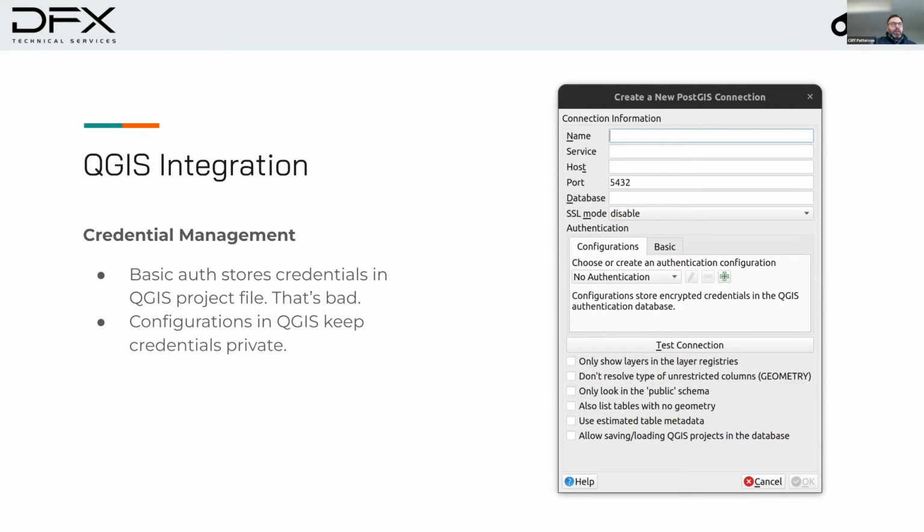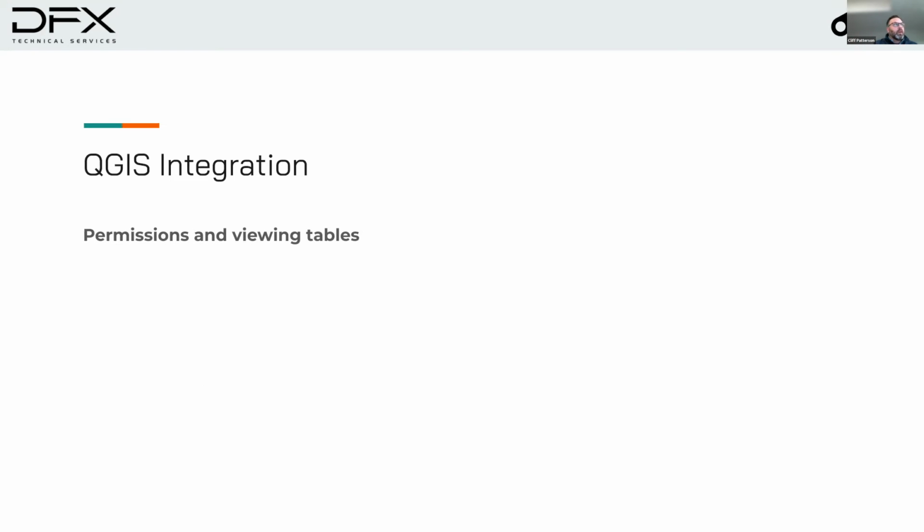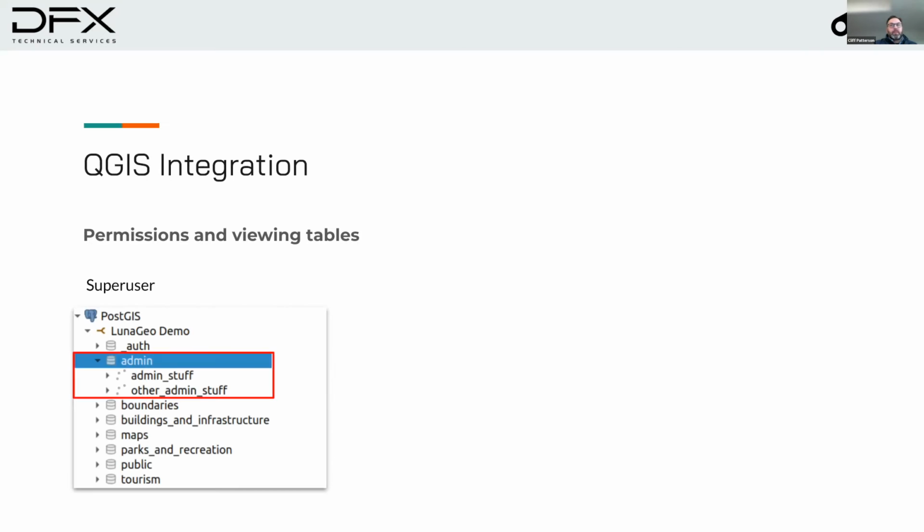So we use configurations to keep the credentials private. That's the main reason. There's a sort of configuration ID that is used. You can have different ones for each user, but it's a lot easier if you use the same one. And all PostGIS credentials are saved into the QGIS profile. So that's a big thing to know too, is that if you create multiple profiles within QGIS, you're going to have to recreate that connection to PostGIS.